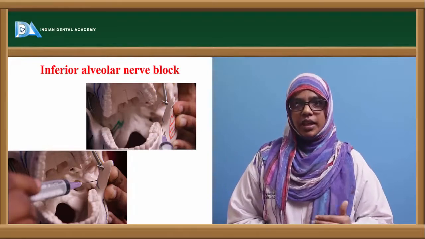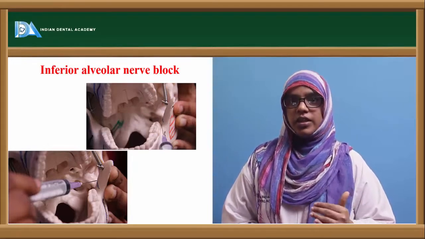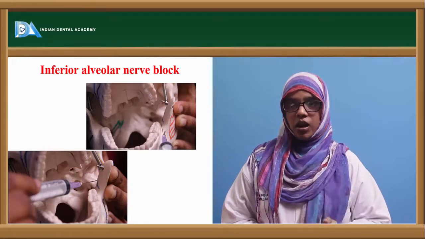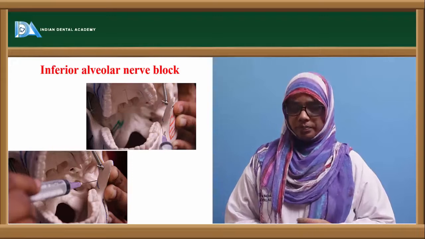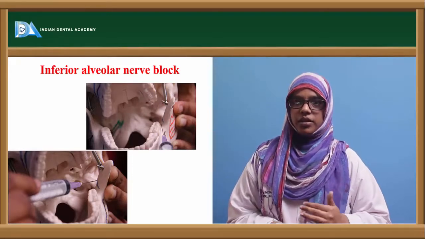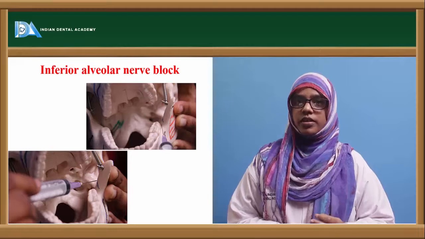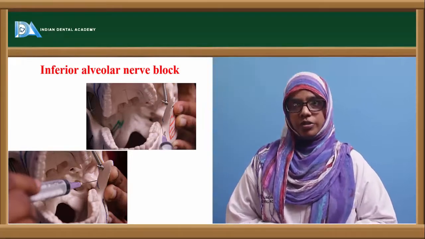Now this will anesthetize the posterior teeth. This will anesthetize the lingual, the tip of the tongue, half of the tongue, and the lower lip. All the incisors, central incisor, canine, premolar, because you're anesthetizing the entire inferior alveolar nerve branch.